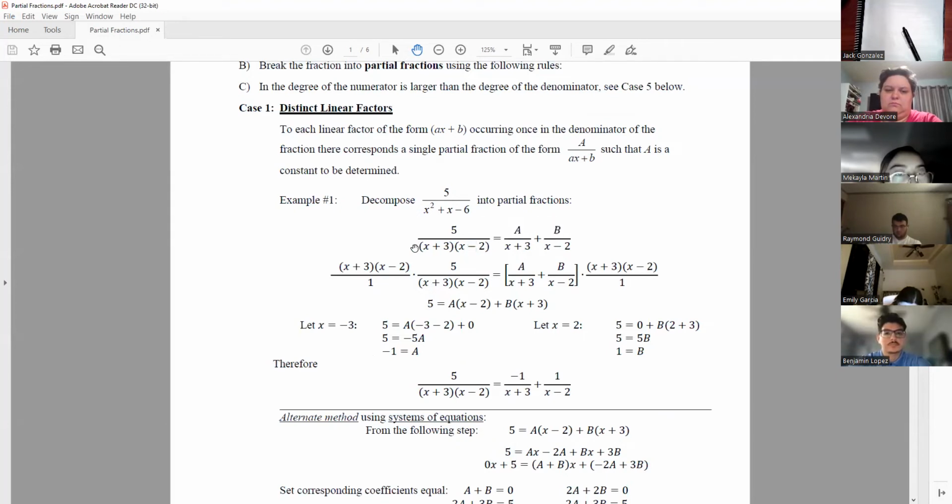Can you see my pointer or no? Okay, so you factor into 2 distinct factors. See how they're not the same, they're not repeated. We have an x plus 3 and an x minus 2. They are 2 different prime factors.